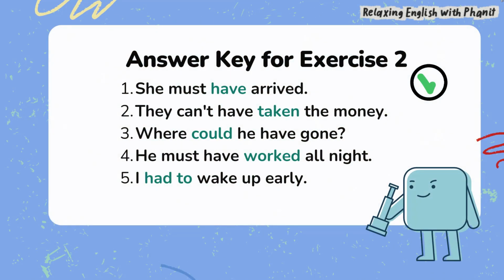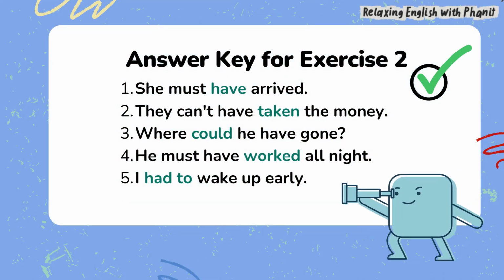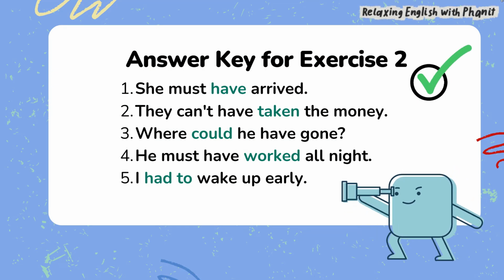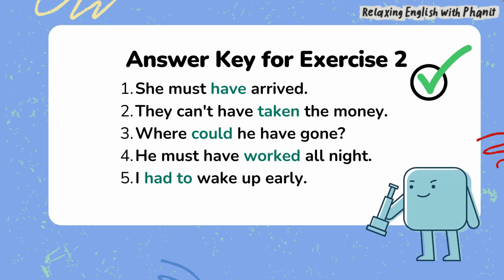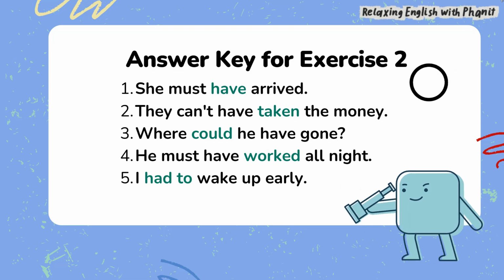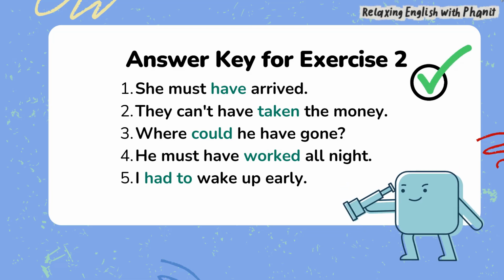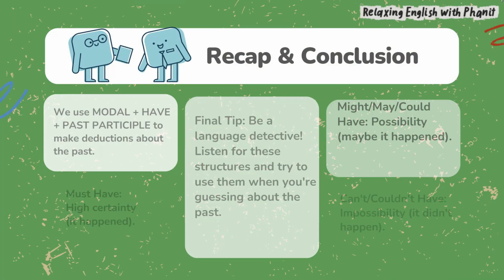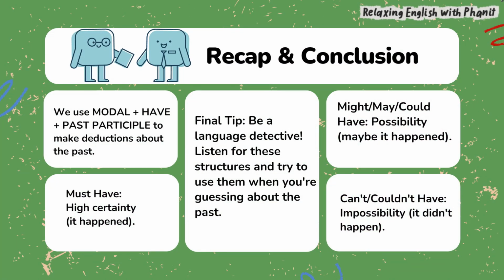For exercise 2. 1. She must have arrived. 2. They can't have taken the money. 3. Where could he have gone? 4. He must have worked all night. 5. I had to wake up early. This was an obligation, not a deduction. How did you do? Give yourself a pat on the back.